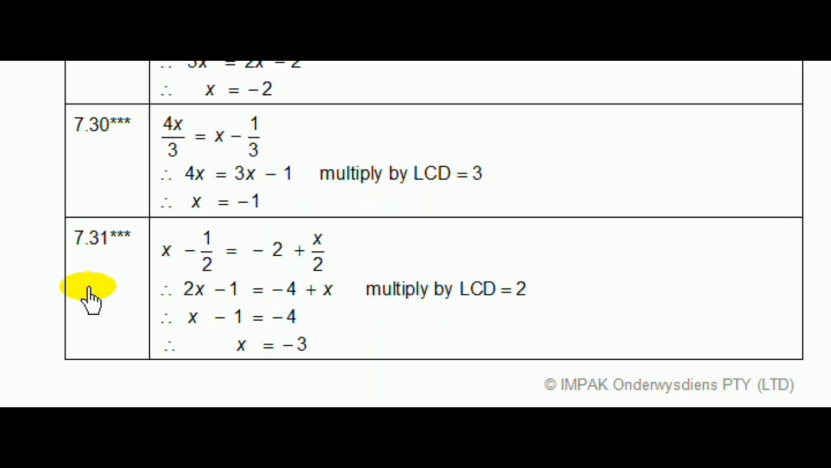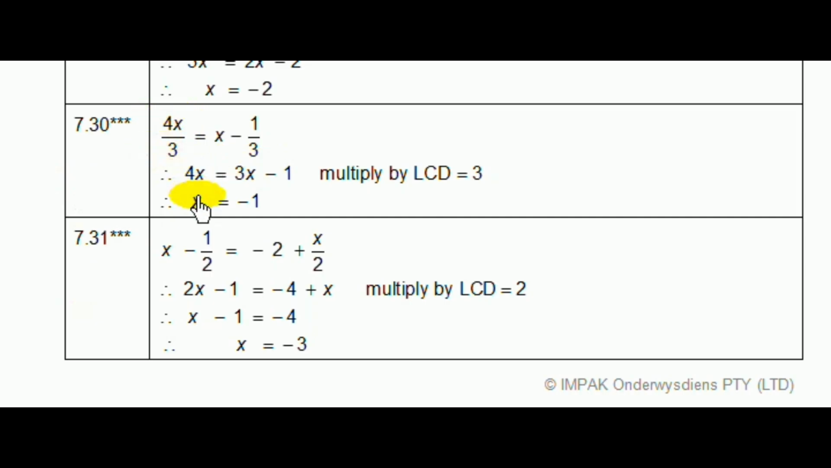730 and 731. Yeah, we have 3 terms in each equation. Solving x is the question. You have to simplify first, multiply with the LCD. Now there's a 3 and there's a 3, so multiply by 3.